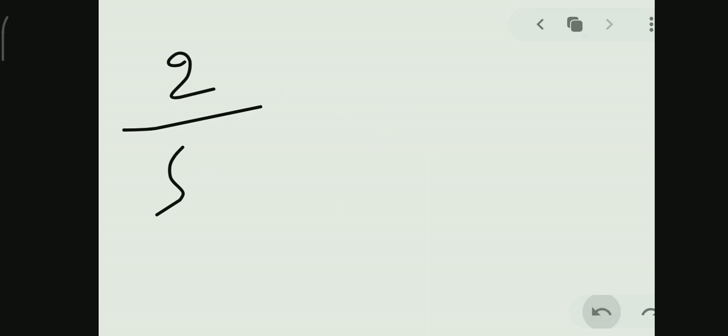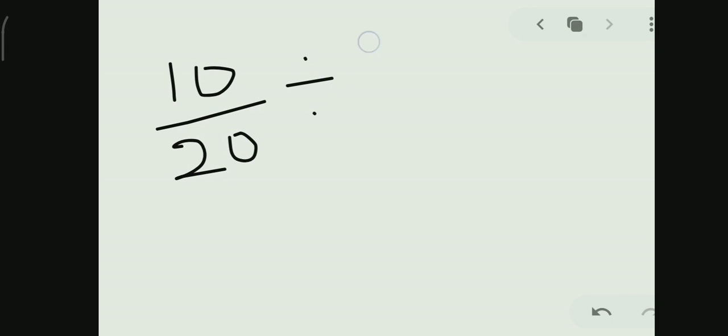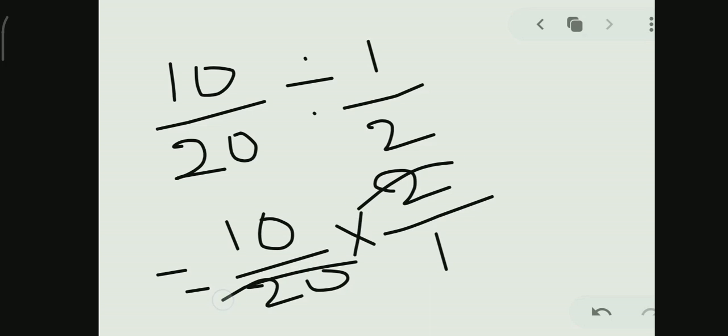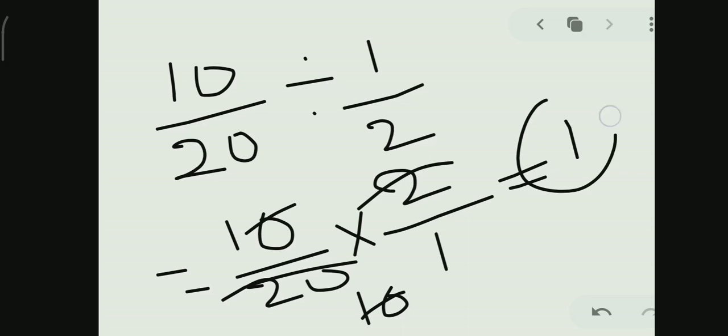And the last question that we'll take is for division. Let's say 10 by 20, and you have to divide it by 1 by 2. So how can we do it? We change the sign of division to multiplication and take the reciprocal of the second number. So with the 2 we can divide it, it will come out as 10, and with the 10 it will be cut, and the result will be 1 itself.